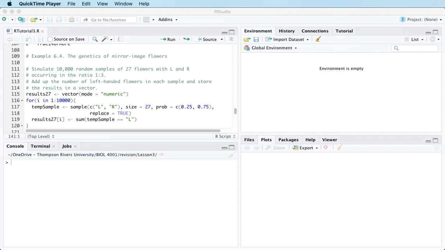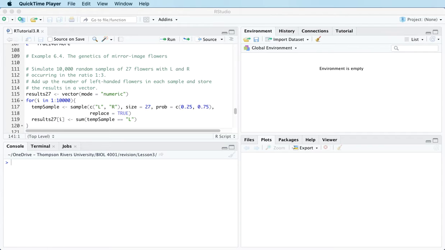Second step is to calculate our test statistic. So in this case, we've got a random sample of 27 flowers, and we observed 6 left-handed flowers, and so that's our test statistic. Third step is to calculate the p-value.